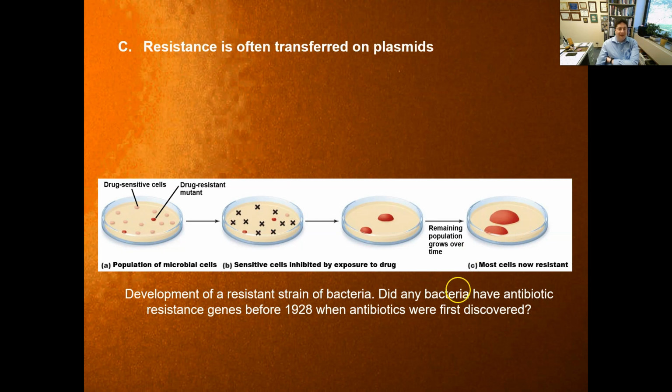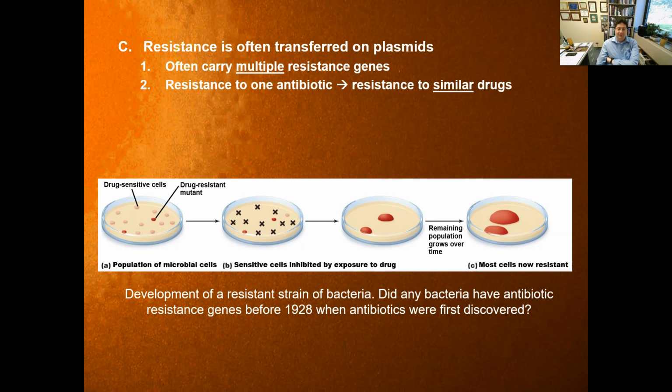This can be a big problem. Resistance in bacteria is often transferred on plasmids. Remember, plasmids, those little extra pieces of circular DNA not connected to the main chromosome, often carry multiple resistance genes. And the other issue is that resistance to one antibiotic often gives the bacteria resistance to similar drugs. So if it's resistant to penicillin, it's going to be resistant to the semi-synthetics like amoxicillin that are derived from penicillin.